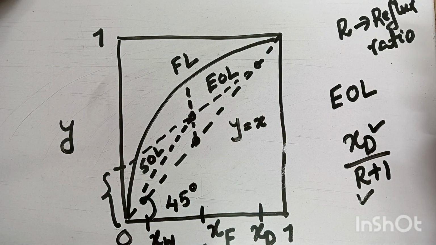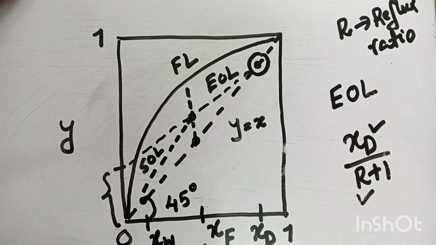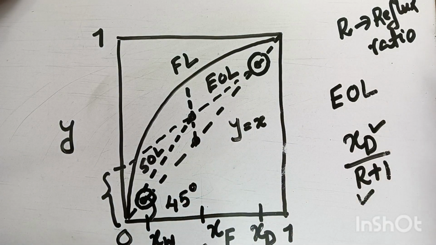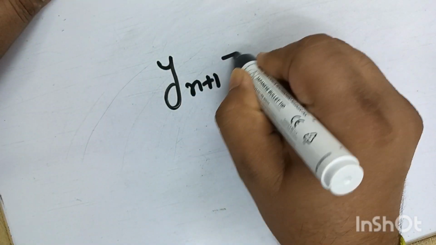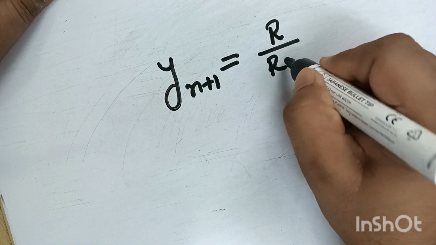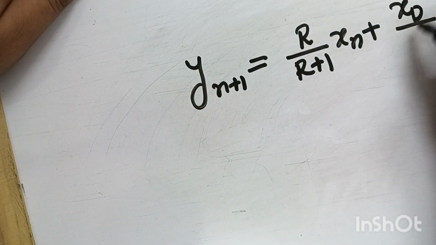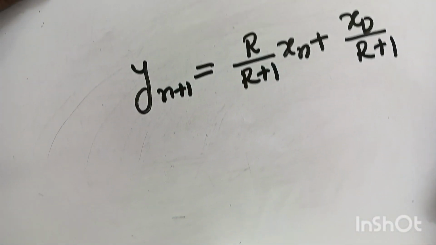But the most important question is why the XD point, or the start of the enriching section operating line, originates from the y equal to x line, and XW also originates on the y equal to x line, okay? That's very important and pertinent. Now to find that out, we have to look into the equation. The enriching section operating line equation is y(n+1) equals R over R plus 1 times xn plus XD over R plus 1, okay? So XD over R plus 1 is basically the intercept, fine.